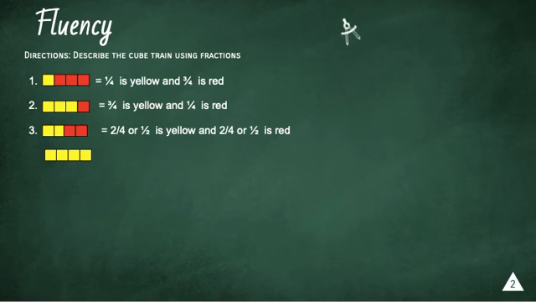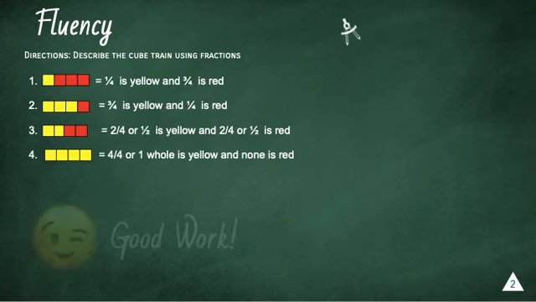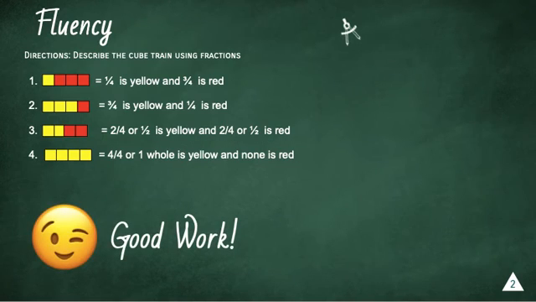Let's look at the last one, number 4. There are 4 yellow cubes. If you guessed 4/4 is yellow and none is red, you are correct. Good work.